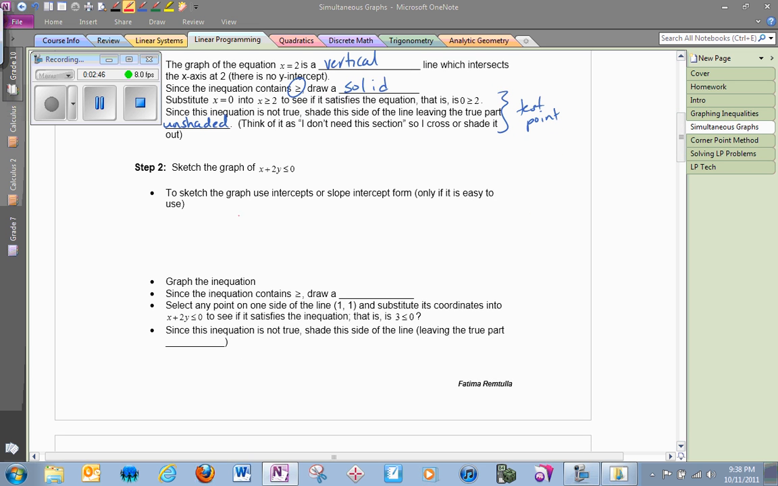So please pay attention here. If x plus 2y is less than or equal to 0, then 2y is less than or equal to negative x. So y is less than or equal to negative a half x. Again, I want to use a solid line, and this is telling me to pick a test point and leave the true part unshaded. So basically doing what I did last time.